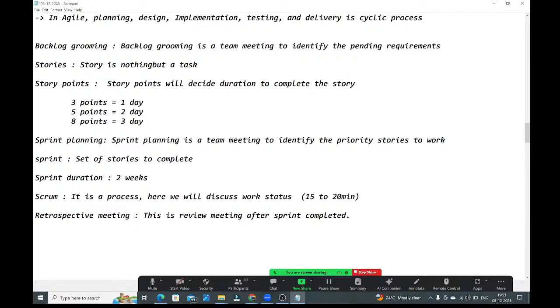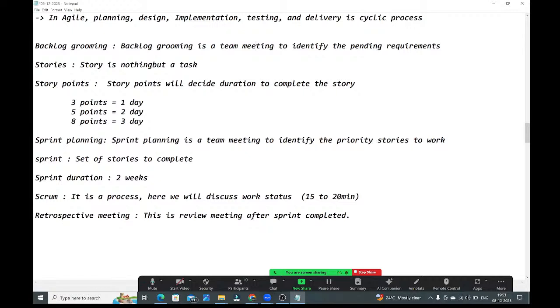Hello. Yes. Can I ask a question? Yeah, please. Story points, 3 points, does that mean a task per day? If your story has 3 points, then you need to complete the story in a day. One day means 8 hours.